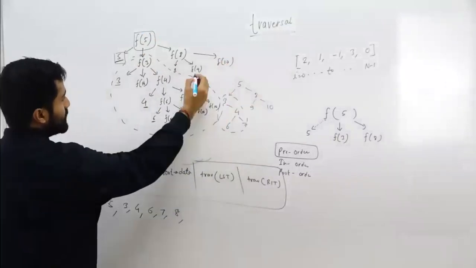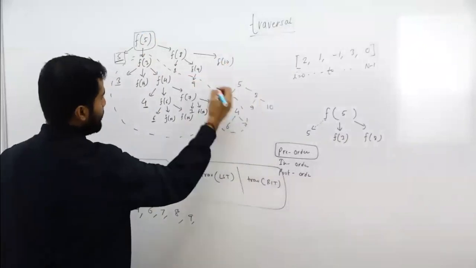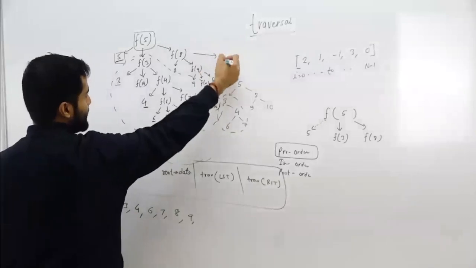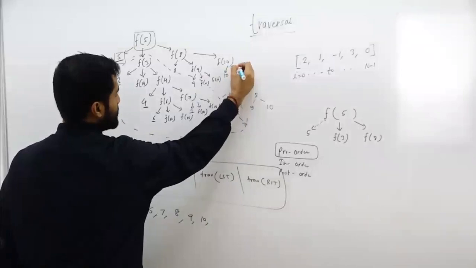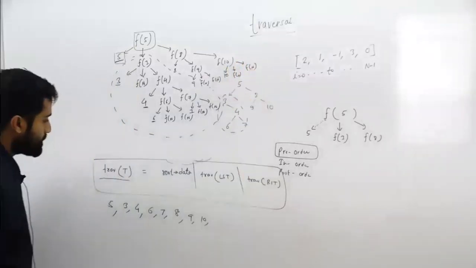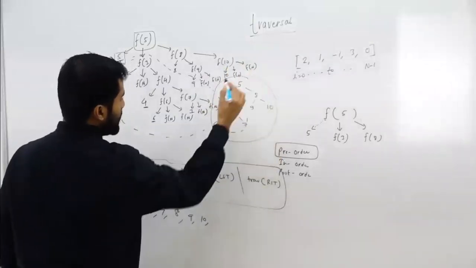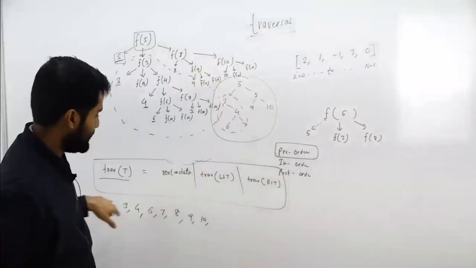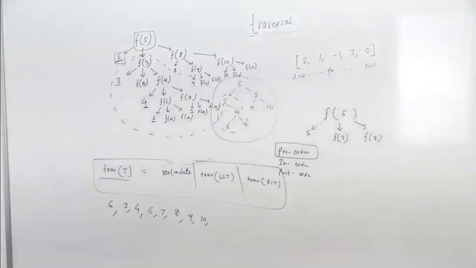At f of 9 again, the first thing you will do is you will print 9. And then you will call left and right, which is f of null, nothing happens, control goes back. Then again here, you will print 10. And then you will call f of null. So this is the pre-order traversal of the given tree. You have printed 5, 3, 4, 6, 7, 8, 9, 10 according to this order. Does it make sense? How many of you understood how pre-order traversal works?